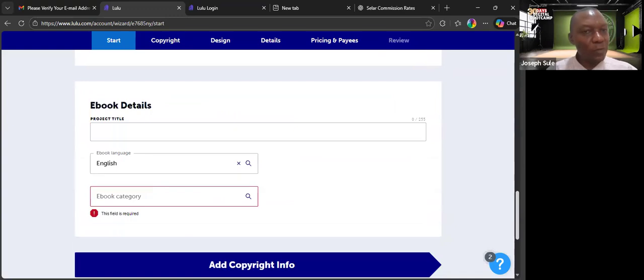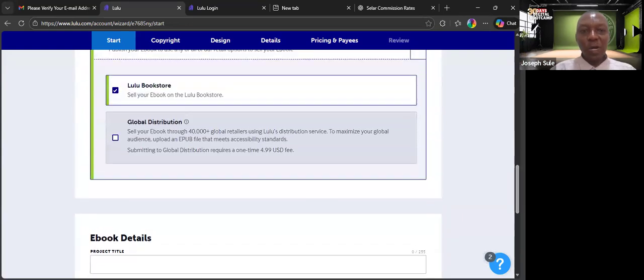And please take note of this. The one-time global distribution fee is per book. So if you upload 10 books and you want the global distribution, you pay once on each book. It's not like if you pay for the first book, then any other book that you upload or publish on Lulu will now go under global distribution. It is one payment per book.